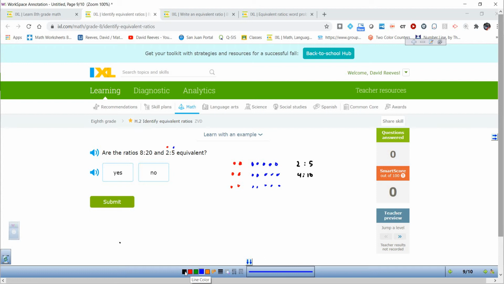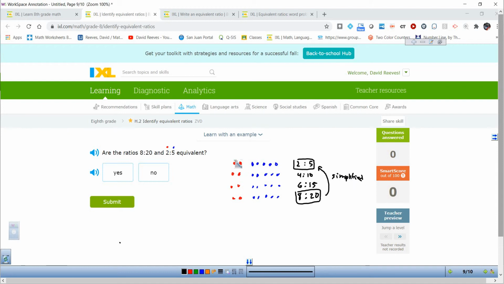Now what am I at? Now I'm at 6, right? 2, 4, 6, and then 5, 10, 15, and these are all equivalent. And if I did it just one more time, then you can see what we have. 2, 4, 6, 8, and 5, 10, 15, 20. And you can see that 8/20 and 2/5 are equivalent. 2/5 is the simplified version of 8/20.